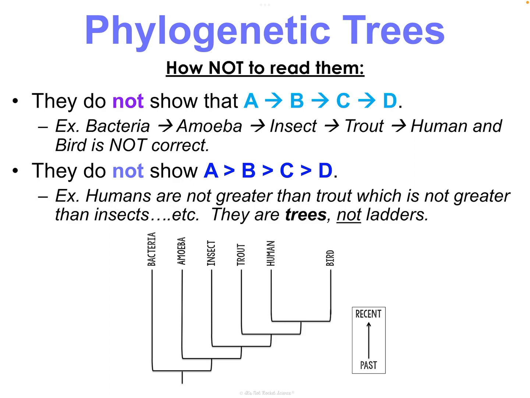In other words, humans are not greater than trout, which is not greater than insects. These are trees, not ladders. They're just branching points. They spread out.